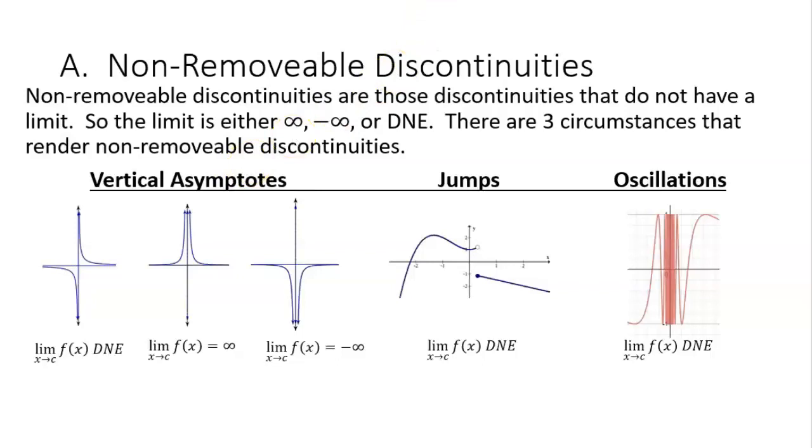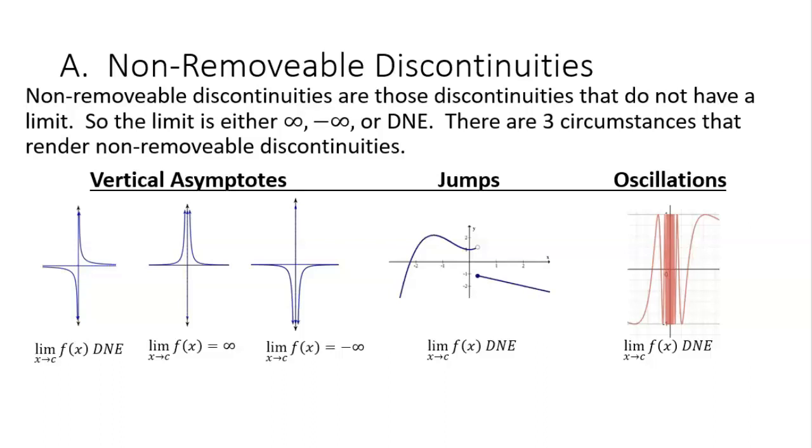So let's go ahead and take a look at what a non-removable discontinuity is. As you guys might recall, a removable discontinuity is one where the limit exists even though the function is not continuous, and that's usually in the form of a hole or something like that. But most discontinuities are not removable, and so a non-removable discontinuity is a discontinuity that does not have a limit. And so the answer, if you were to try to find the limit, would either be infinity, negative infinity, or it doesn't exist.